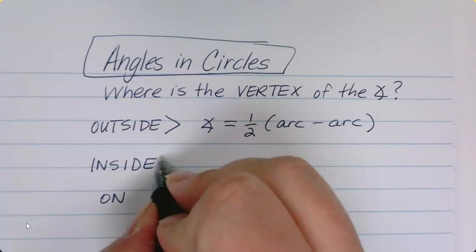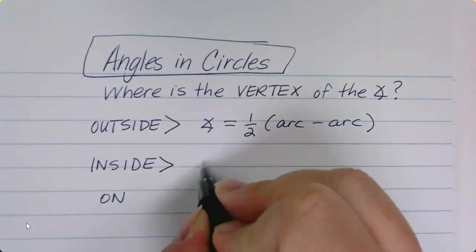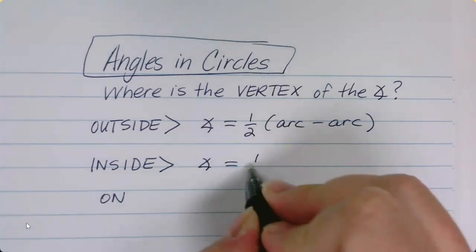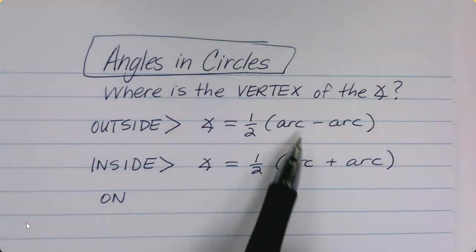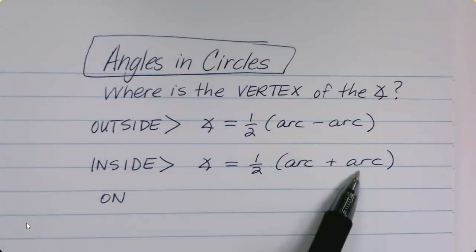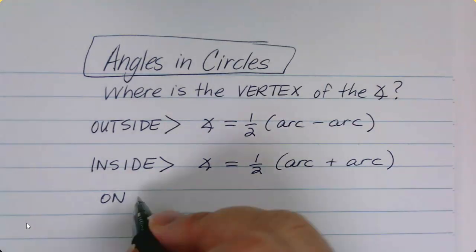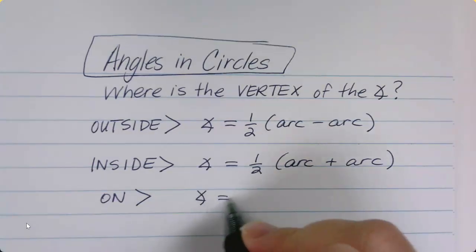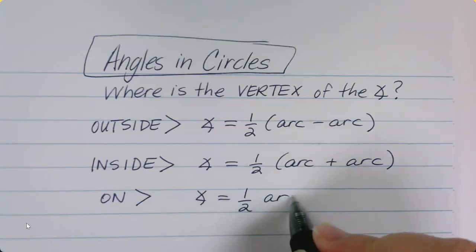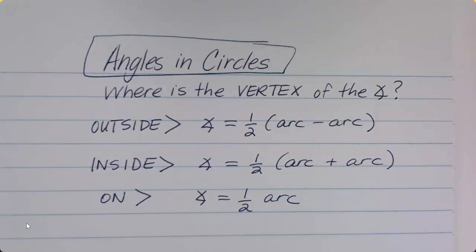If it's inside, if the vertex is inside the circle, the measure of the angle is half the sum of the two arcs. So difference means subtract up here, and here we have the sum. We're going to add the two intercepted arcs. And finally, if your vertex is on the circle, the measure of your angle is just half the measure of the intercepted arc. Let me point out that this can be written a little bit differently, and you may see it differently.